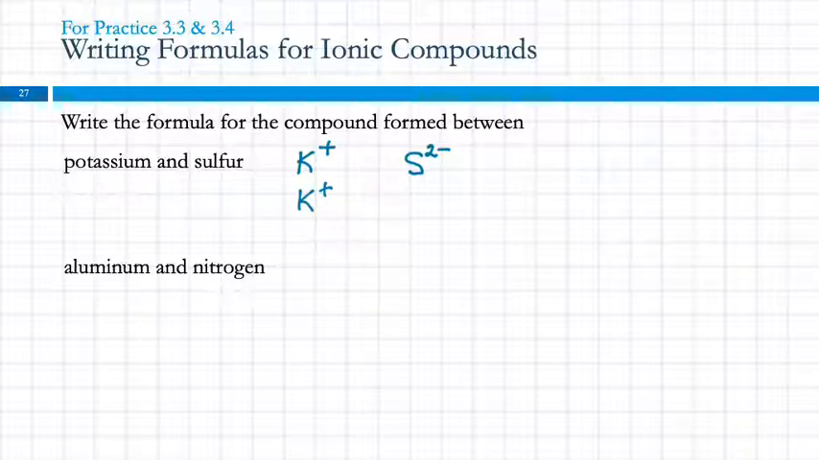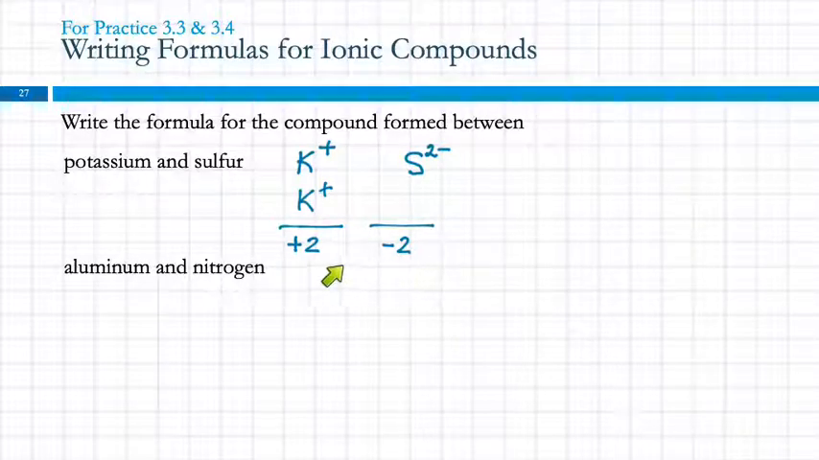Another way to represent that is, okay, I drew 2 of those, and so the total over here is +2. I have 1 sulfur, and the total over there is -2. We want these magnitudes to be the same, because +2 and -2 add up to 0, a neutral compound. So I've got 2 potassium ions, and 1 sulfur. So K2S is the formula.